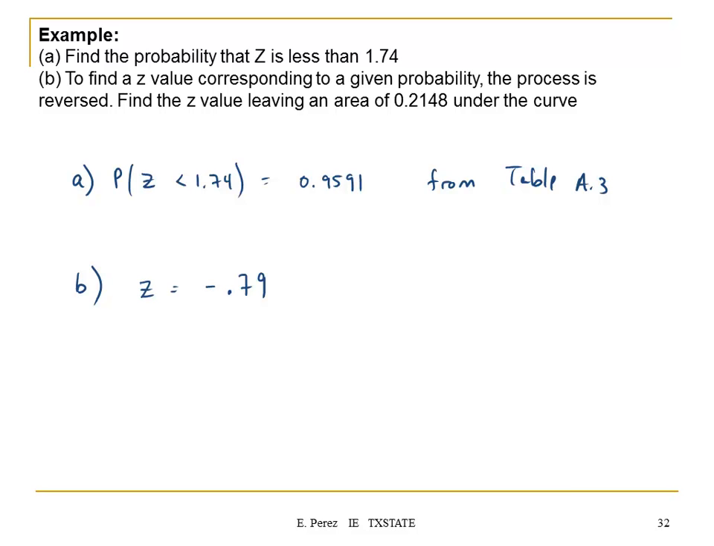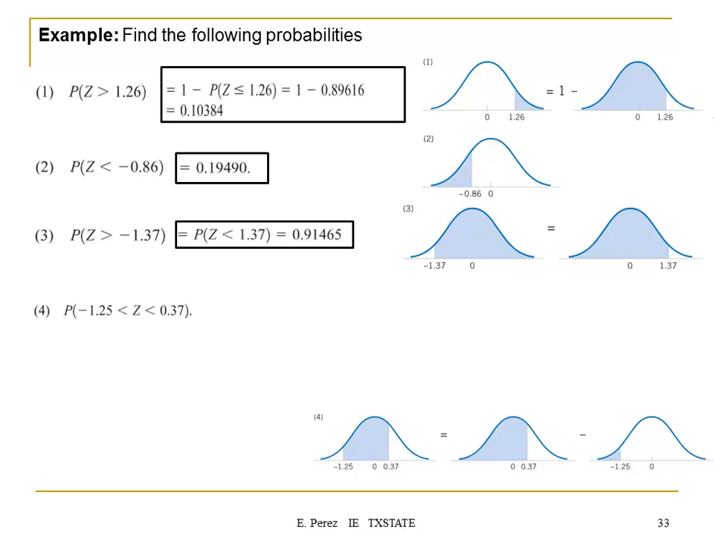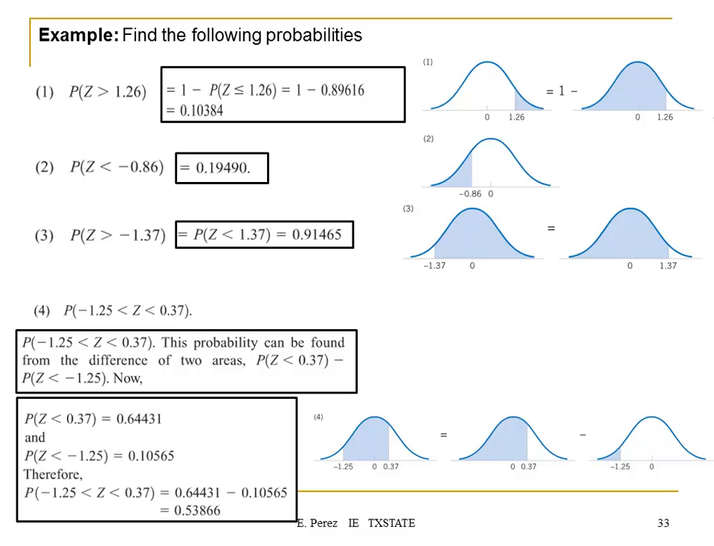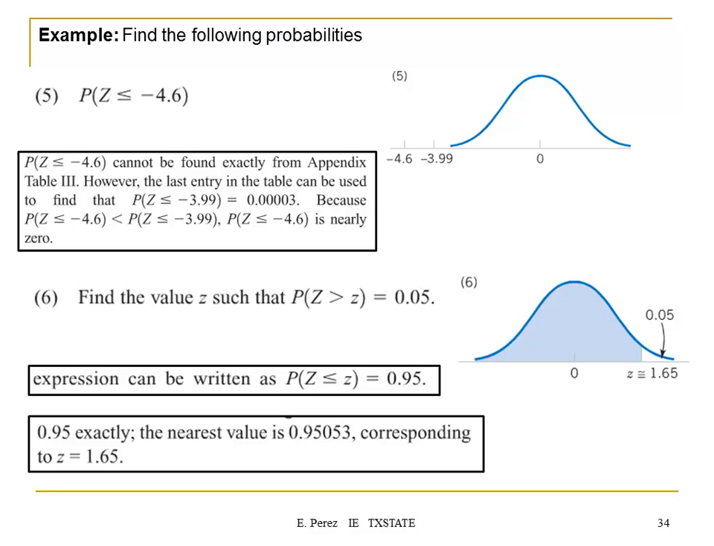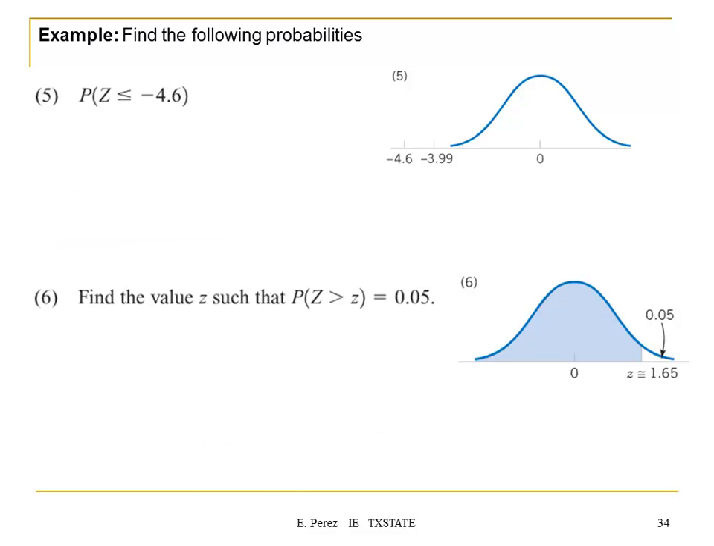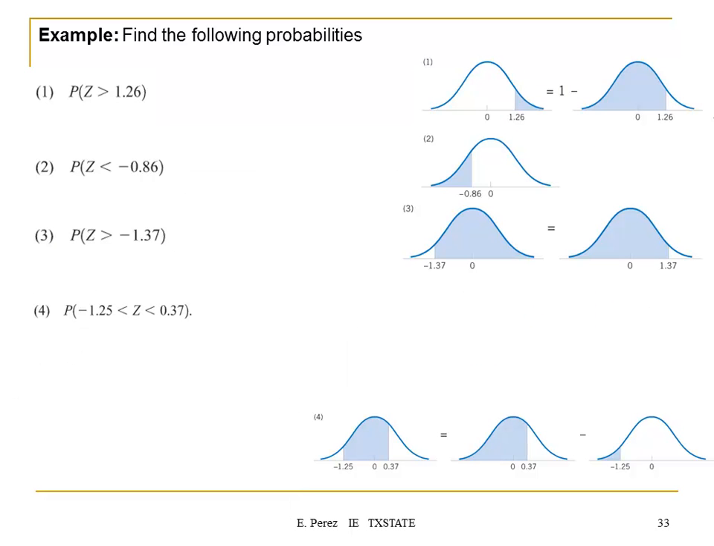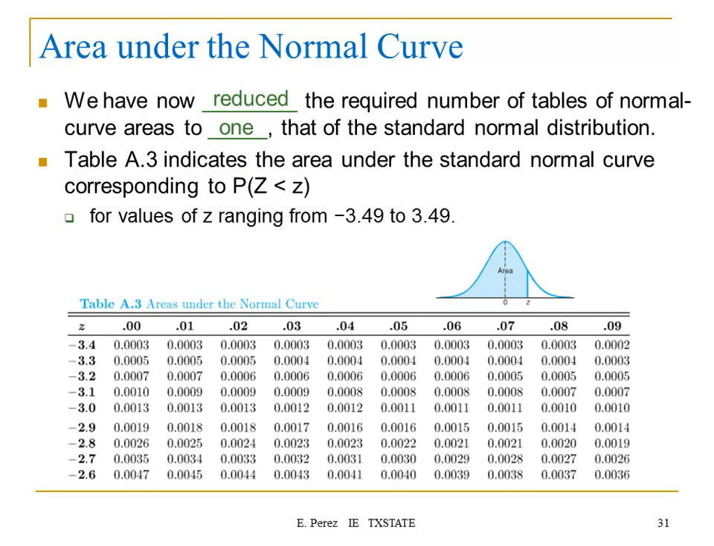So we started this using these examples to explain how to use a table. We covered this first example, and all these examples, just giving you practice on how to use the table from the normal. Let me go back to the table. The table is giving you the cumulative probability to the left of the random variable. Okay, so keep that in mind. So if I ask you for a probability less than, that's the information that the table is giving you. This area.